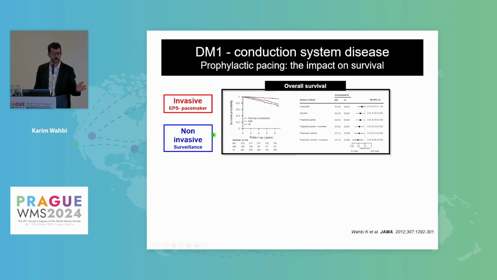I told you that prevention works in neuromuscular patients. It's very important. And this study showed that patients managed invasively had better overall survival, mainly because they have a huge reduction in the risk for sudden death.